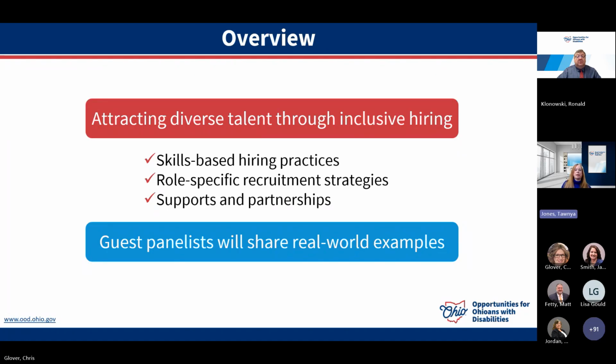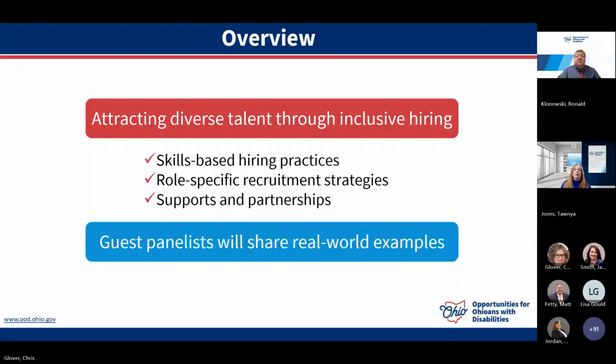What's the biggest challenge your organization faces when trying to attract qualified candidates with disabilities? 1, difficulty connecting with disability-focused talent pipelines or networks. 2, unintentional barriers in job postings and the application process. 3, lack of staff training on inclusive recruitment and accommodations. And 4, unfamiliar with or resistance to skills-based hiring practices.